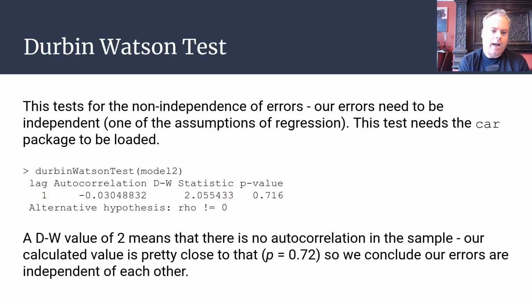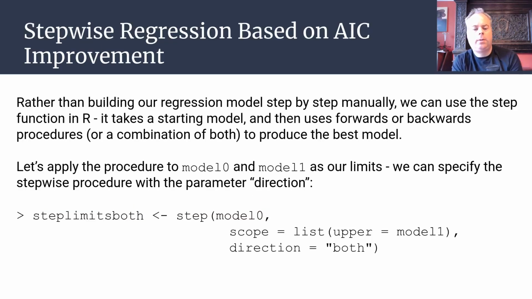So if we actually apply our model with the 2 parameters to the Durbin-Watson test, we get a number of statistics reported. We get the Durbin-Watson statistic itself and also a p-value. And basically, a value of around 2 means that there's no autocorrelation in our sample, which basically means that we can conclude our errors are independent of each other. So we've met that other assumption of regression in this case.